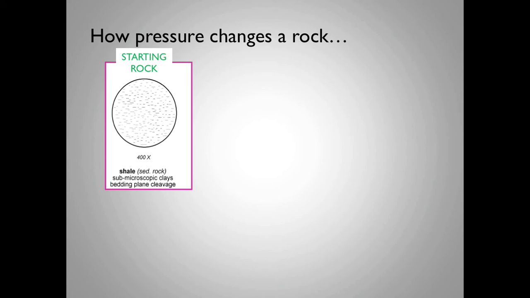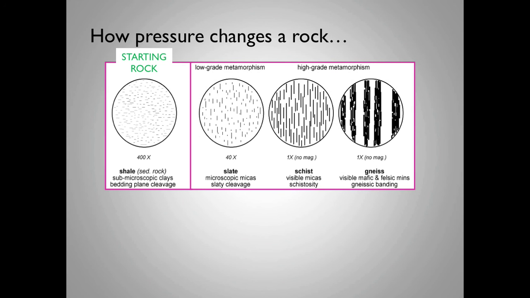So how pressure changes a rock. A rock might start out looking something like this. This is a shale, which is a type of sedimentary rock. If it experienced low-grade metamorphism, those minerals would line up a little bit. If it experienced high-grade metamorphism, you might see some visible mica crystals, what they're calling schistosity in this picture, which is sort of a great word, but you won't need to know it on the Regents. And then finally, the gneissic banding, the banding of the visible, dark, and light bands alternating.